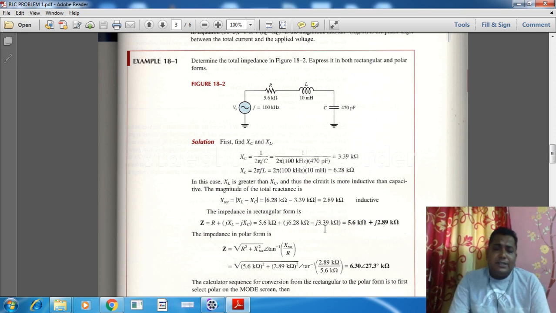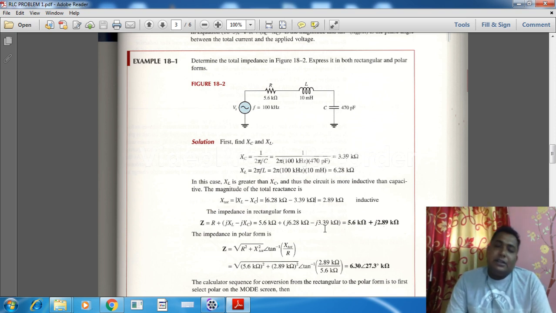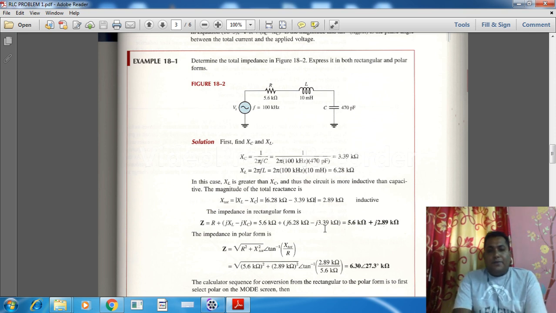Now if we want to find this rectangular impedance value in polar form, we know the equation, we have already discussed: Z is equal to the square root of R squared plus (XL minus XC) whole squared, at an angle of tan inverse of the net reactance by R. Yes, we already know the values, so we can plug those values in.